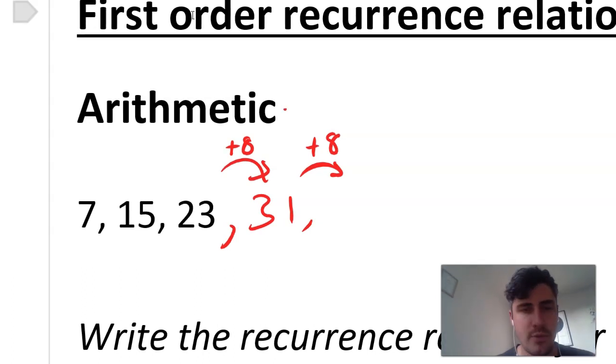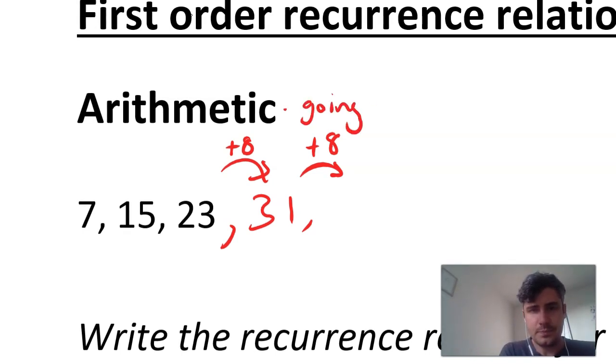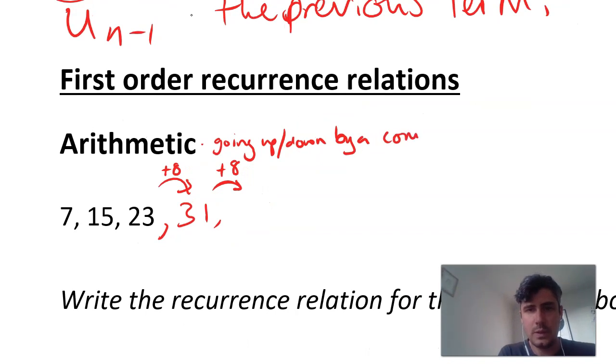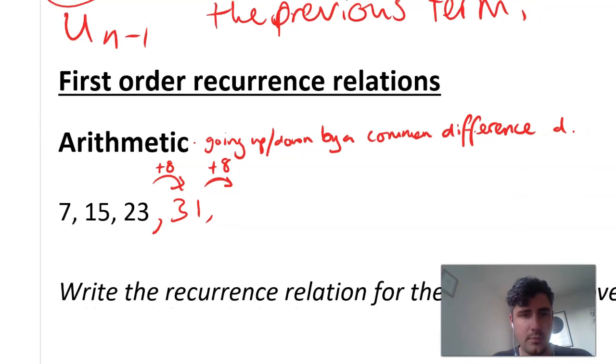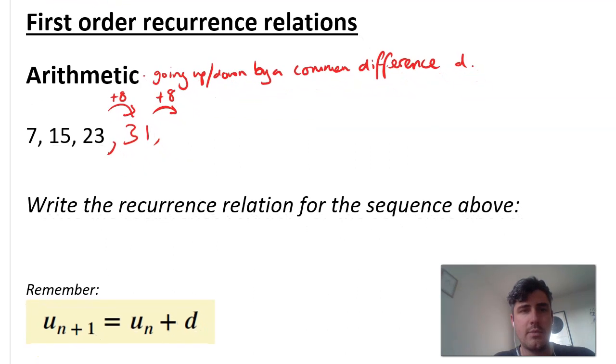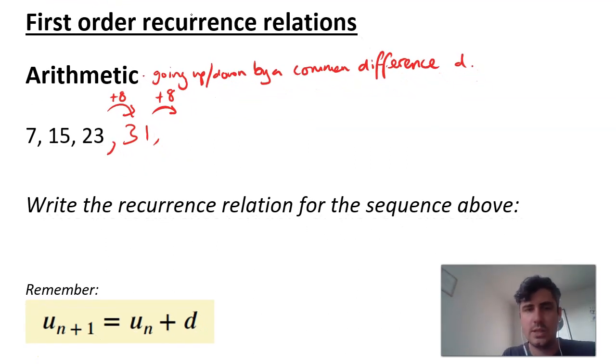This should all be revision from year 11. So it's going up or down by a common difference, which we often give the letter D, lowercase, for. Now if we wanted to write a recurrence relation for this, we have to basically write a rule. That's what a recurrence relation is. It's a rule to describe what the next term is.